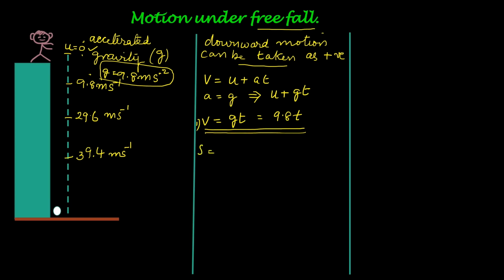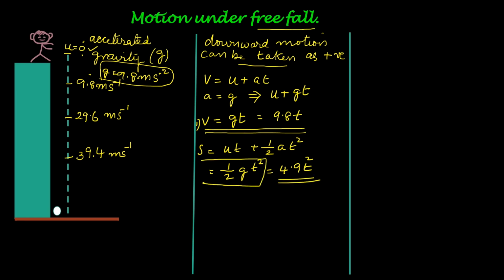Now the second equation, S is equal to ut plus half at square. It becomes S is equal to ut plus half gt square. Ut becomes 0 because initial velocity is 0. So it becomes S is equal to half gt square, that is 4.9 into t square. If again time given is 2 seconds, then 4.9 into 2 into 2. So many meters. So this is the second formula.